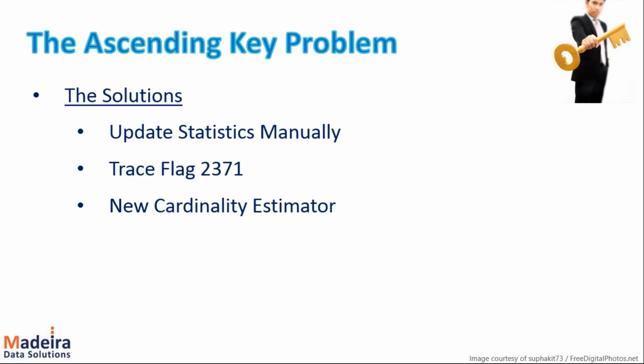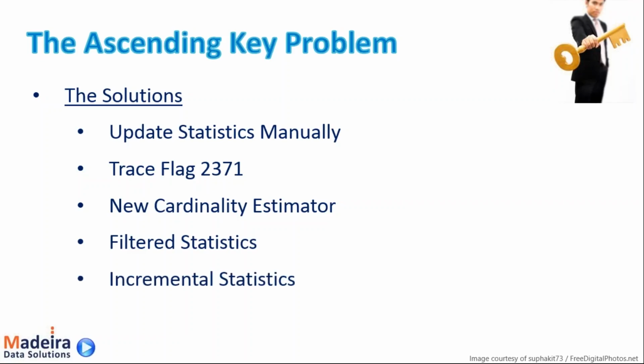In the new cardinality estimator, there are some algorithms that identify the ascending key problem and try to estimate how many rows there are, even though statistics says there are 0 rows. So they try to address this issue. You can use filtered statistics only for the last week, for example, and of course you need to maintain those. And you can have incremental statistics. I will show you everything in the demo. Let's go to the demo.